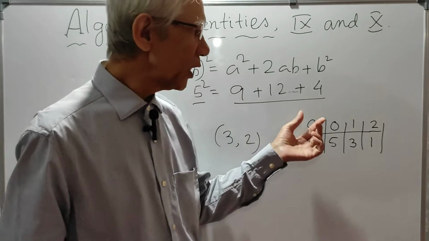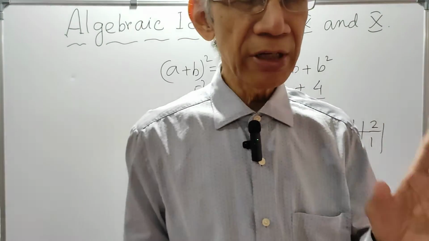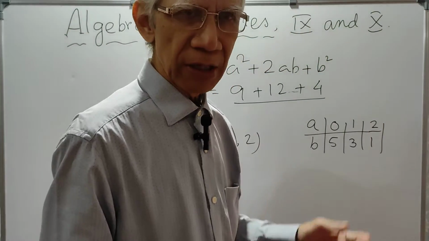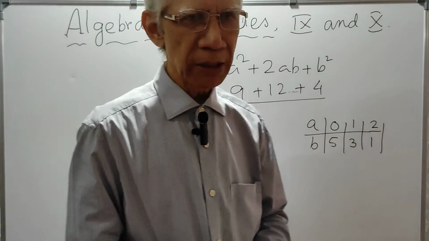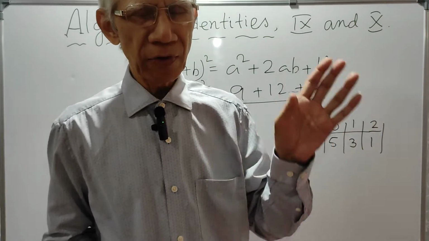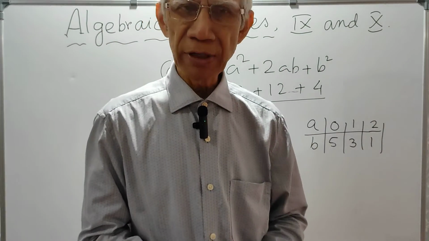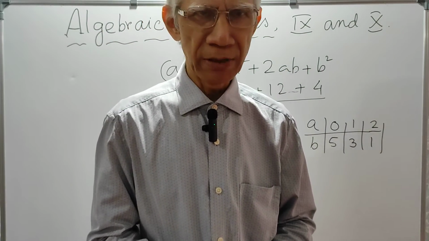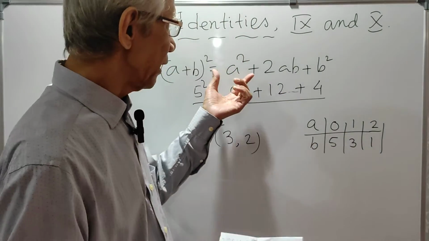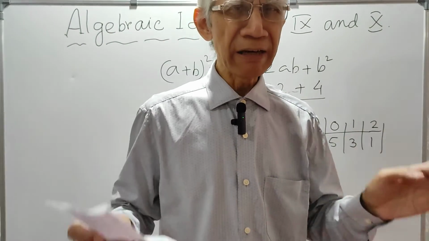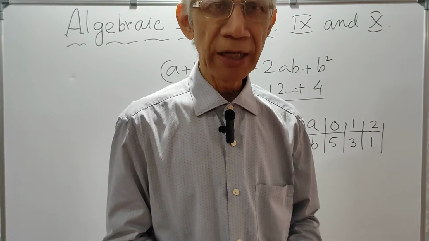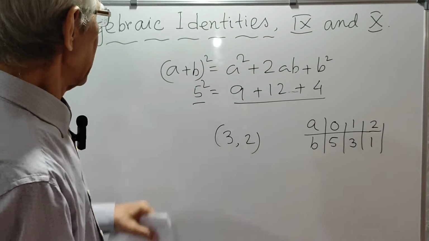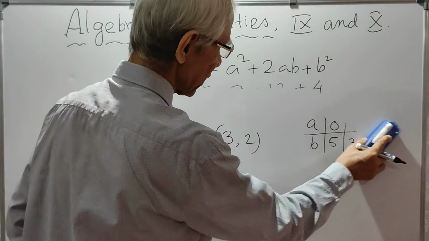And an equation is valid only for definite values of the variables. So the main difference between identity and equation is what? An equation is valid for definite values of the variables, not each and every value of the variable. But an identity is valid for any and every, each and every value of the variable. Okay, so that is the main difference. Now we are going to discuss identities.